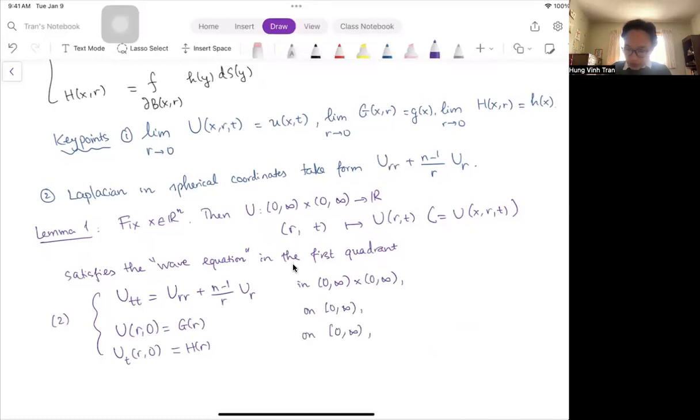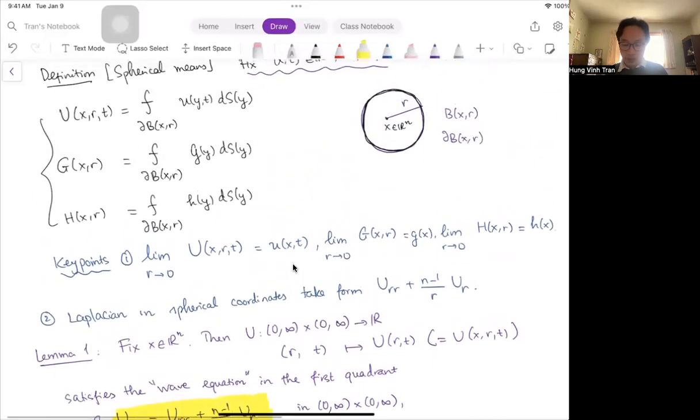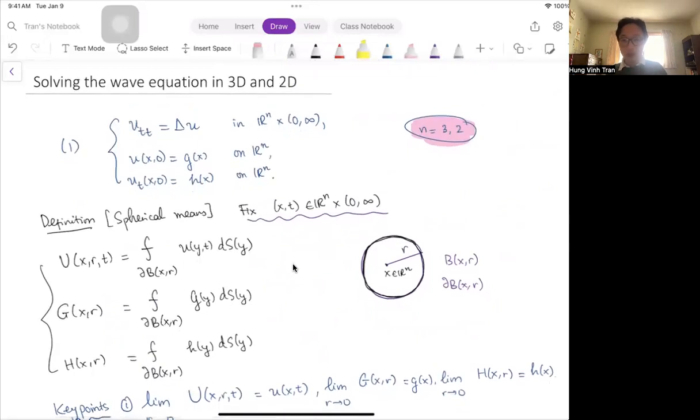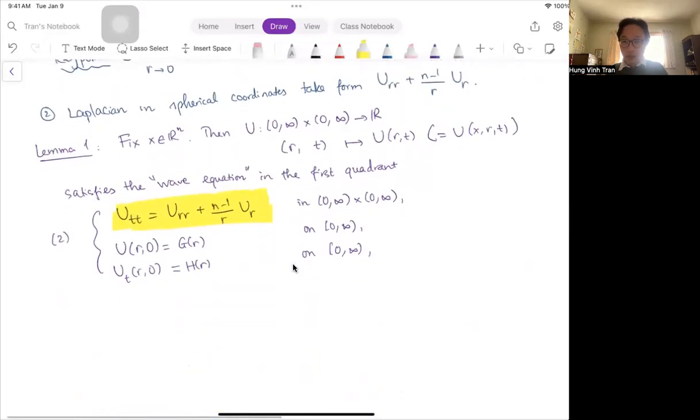Okay, so let me highlight that again, this is not exactly the wave equation because there's an additional term, but at least by doing spherical means, we have been able to reduce the complicated wave equation in n dimensions to a modified wave equation in the first quadrant. First quadrant because we are only dealing here with r and t. We are only dealing in this first quadrant in which r and t are greater than 0, right?